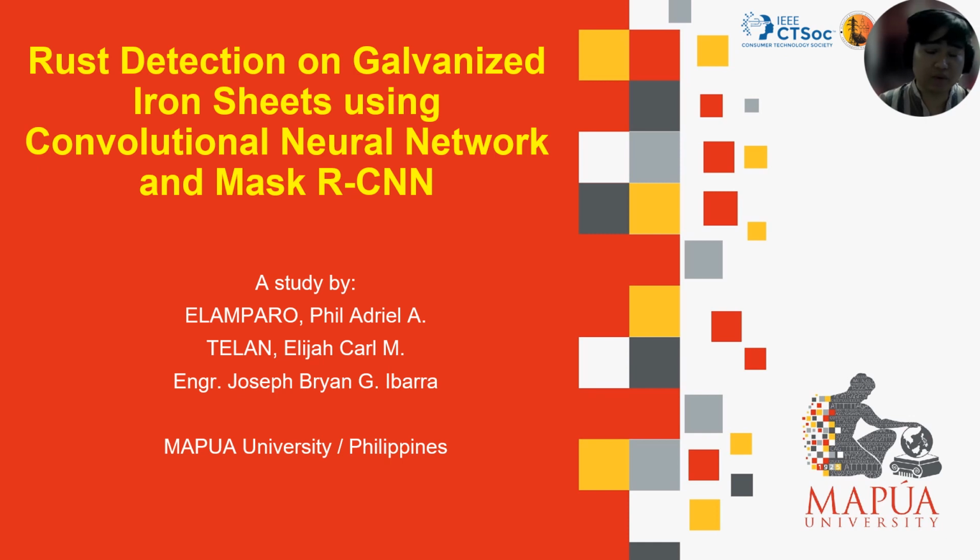And today I'm going to present our study, paper ID 17, entitled Rust Detection on Galvanized Iron Sheets using Convolutional Neural Network and Mask RCNN.